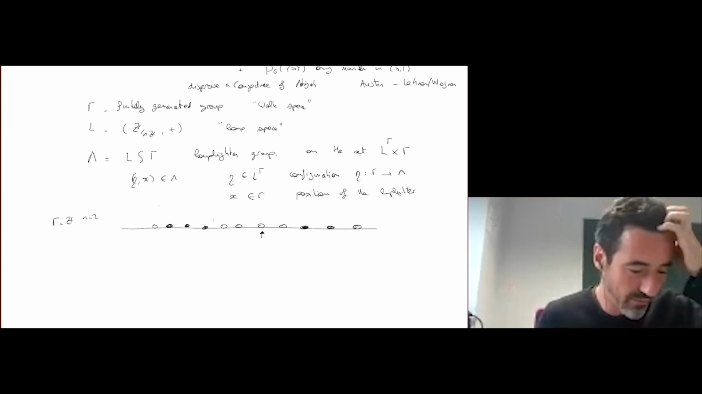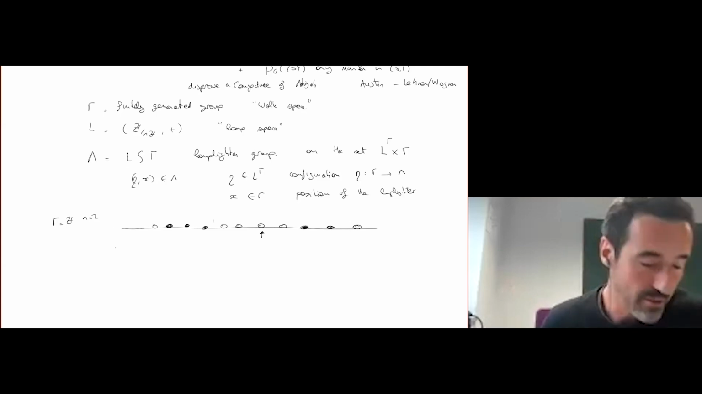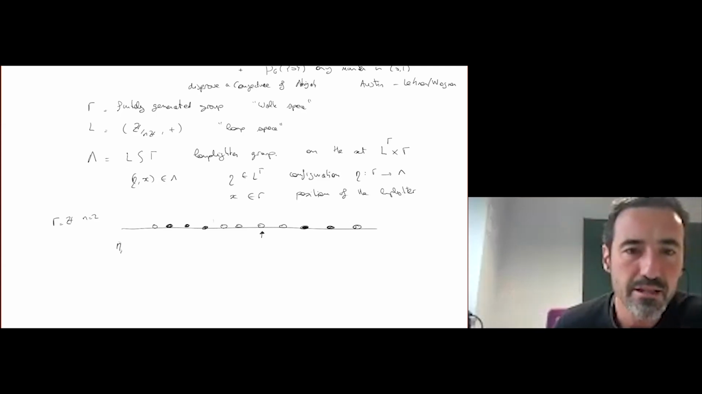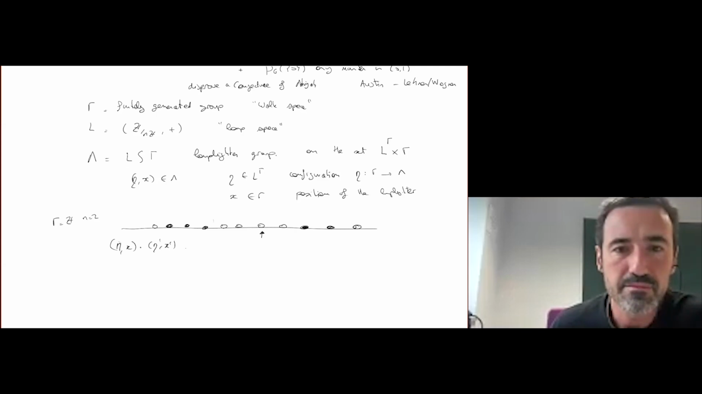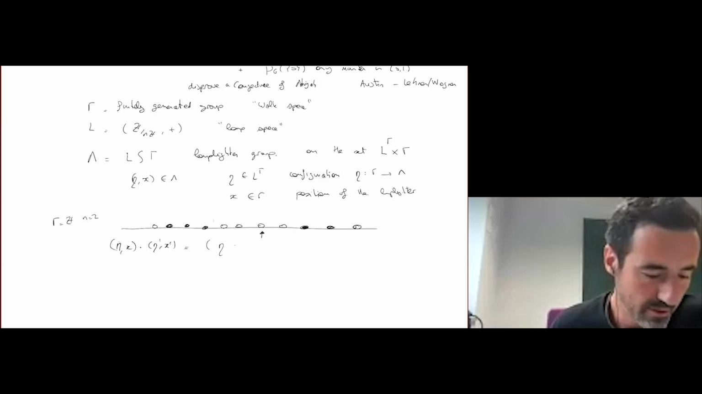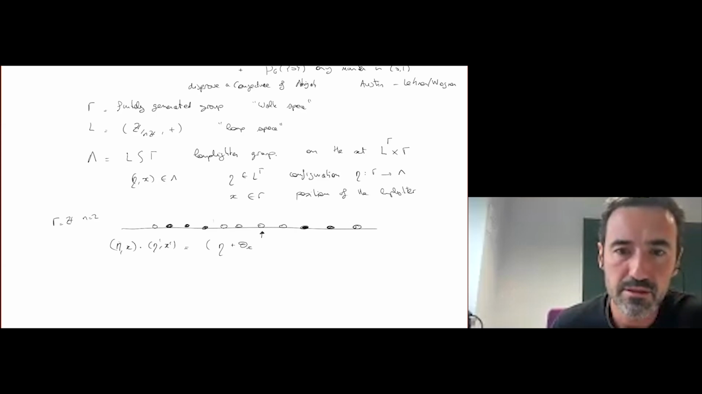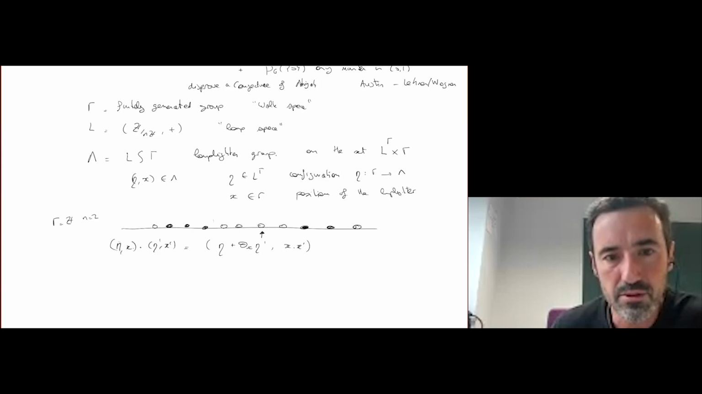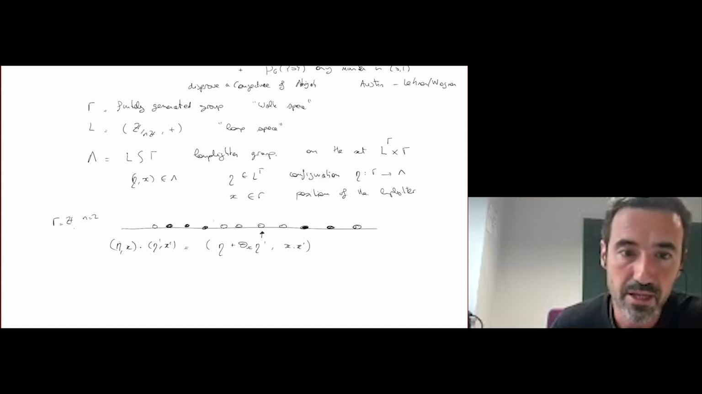So I should now define the operation of the group. So eta x, the product with eta prime x prime. What is it? I will write the formula and make a comment, and it should be clear. Let's look at the position. In the position of the Lamplighter, you just multiply x and x prime. That's the usual multiplication on gamma.